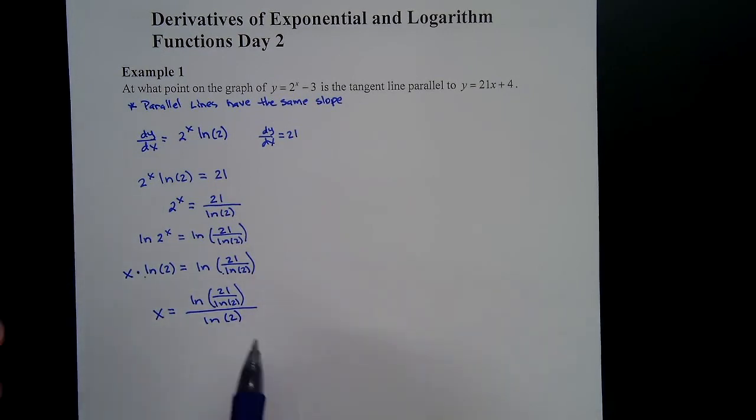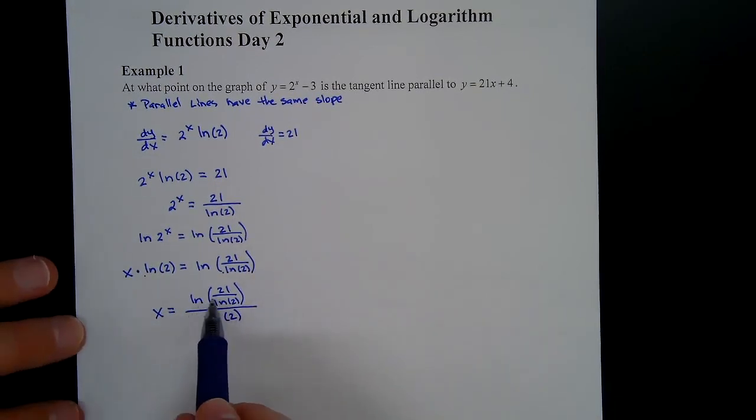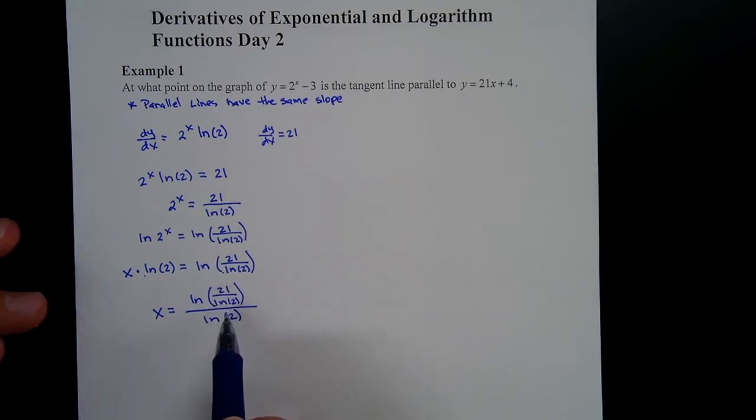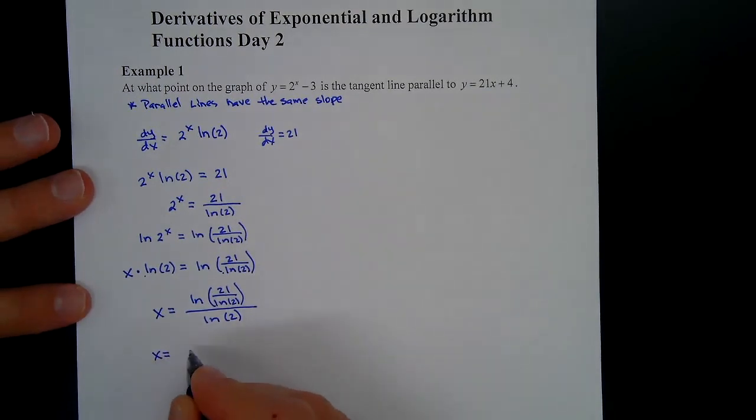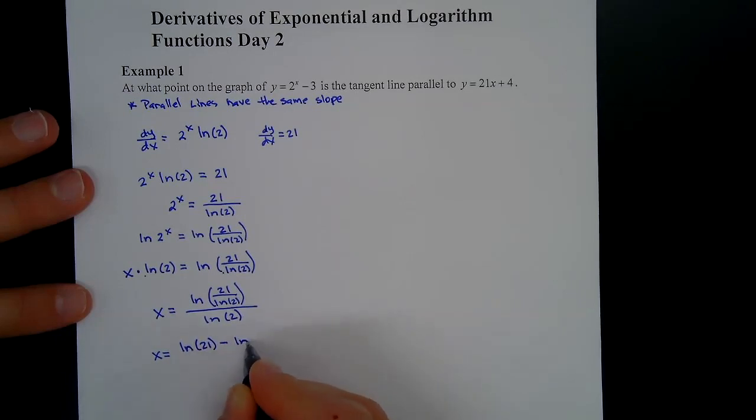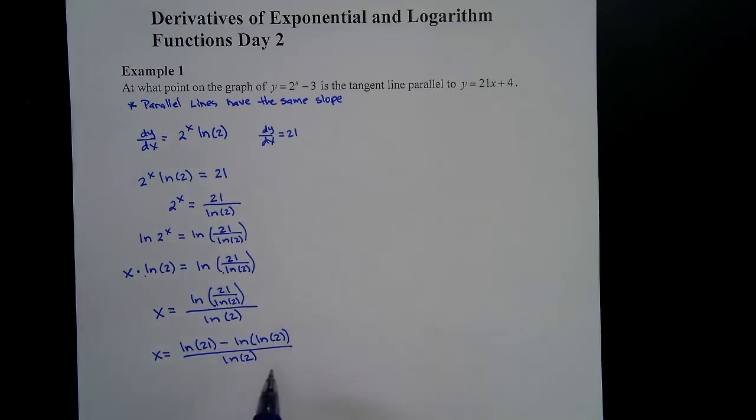Now we can use logarithm properties, because if you take the log of a quotient, that's the log of the numerator minus the log of the denominator. So we can rewrite this: x is equal to the natural log of 21 minus the natural log of the denominator, which would be the natural log of 2, all over the natural log of 2. This is just a little bit easier to put into our calculator. So I'm going to put this into our calculator, and I'll come back.